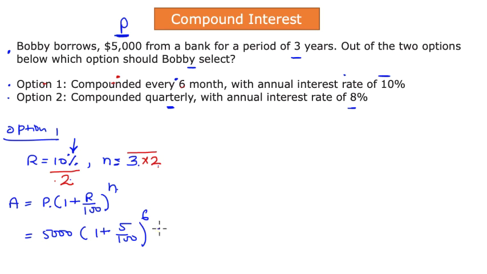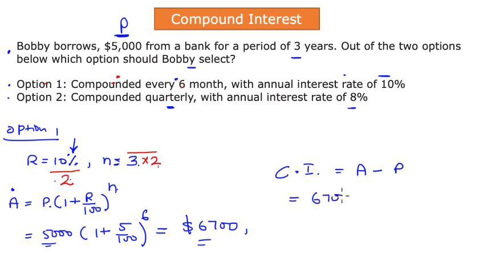So as you simplify this whole thing, this comes out to be $6,700. Now this is the amount paid back, right? We are supposed to calculate the compound interest. And the compound interest will be the total amount paid back minus the principal sum. Fair enough, right? And that will be 6,700 minus 5,000, and this comes out to be $1,700. Okay, so that is for option 1.